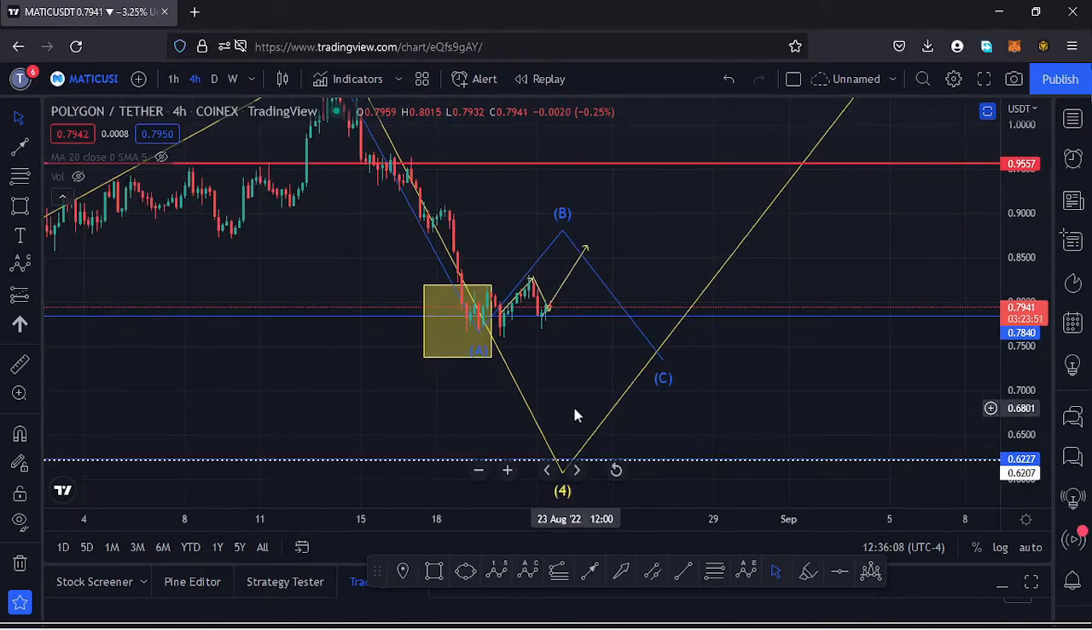And once we see the formation of our wave 4, then we can continue pushing higher in the formation of our wave 5 to complete a higher Elliott wave count 1.